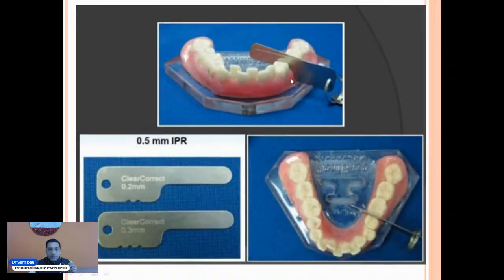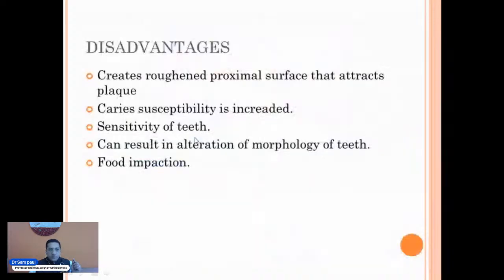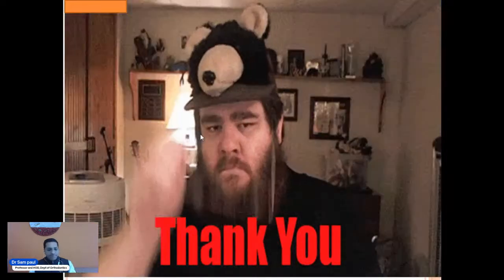This is the gauge which I talked about. You see the measurements are in values like 0.5, 0.6, 1.2 and so on. So you need to use this particular gauge to measure those small, minute measurements. The main disadvantage if you don't do an IPR properly: the rough proximal surface will attract plaque. Again, that leads to caries and decay of the teeth. The patient will complain about sensitivity, it can result in alteration of the morphology of the teeth, and of course, food impaction.